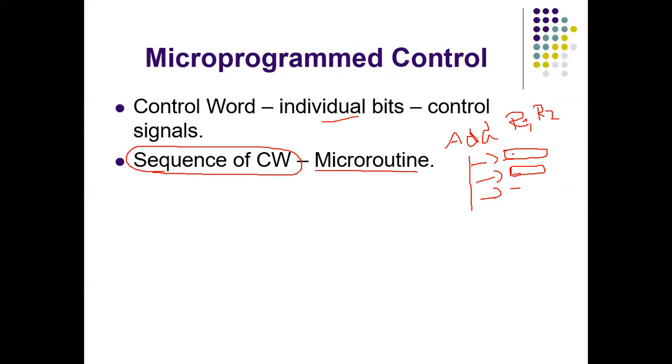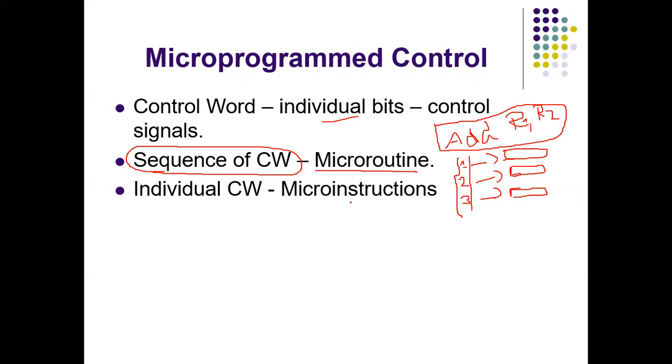Zero means we are not executing that particular instruction. If a bit position is zero, then we are not going to execute that instruction during that time. During the second step, some other combination of zeros and ones will be there, so wherever there is a one, that instruction will be executed. During the third step, there will be some other combination of zeros and ones. It cannot be in any order; it follows some particular order or sequence. So this sequence of control words to execute a particular assembly language instruction is called a micro routine.